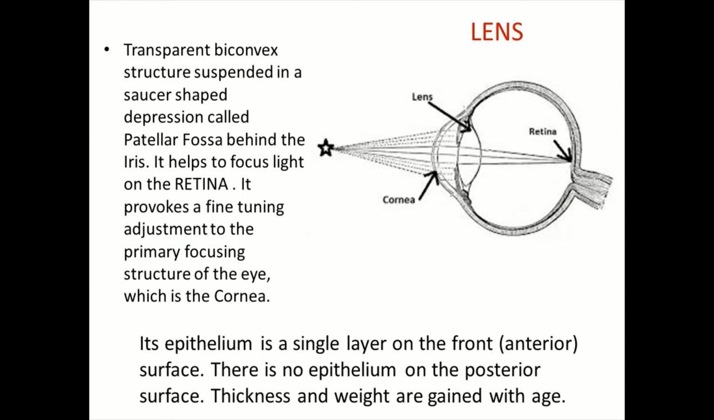Lens. It is a transparent biconvex structure suspended in a saucer-shaped depression called patellar fossa, which is behind the iris. It helps to focus light on the retina. It provides a fine-tuning adjustment to the primary focusing structure of the eye, which is the cornea. Its epithelium is a single layer on the front, that is the anterior surface. There is no epithelium on the posterior surface.